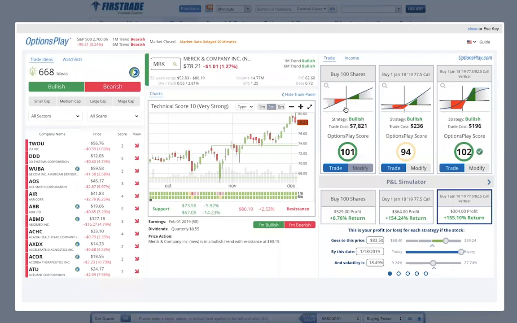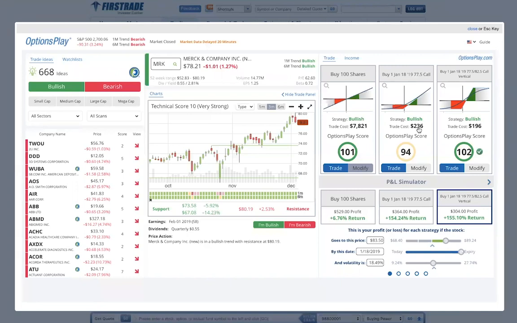What can you do? Traditionally, you'd be able to buy that stock, but that costs you $7,800. Conversely, you can buy a call option for only $236. They give you similar upside exposure, but limited risk. And this is really one of the key areas of limited risk that we want to explore.